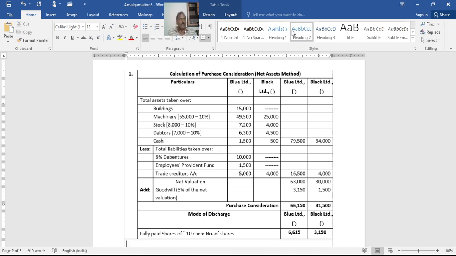While going through the problem, first you have to decide on the method of purchase consideration. Friends, purchase consideration is nothing but the total price payable by the new company, Blue Black Limited, to both the selling companies, Blue Limited and Black Limited. And first you have to see whether the payment method can be followed. In any problem, first you have to see whether the payment method can be followed for calculating purchase consideration.